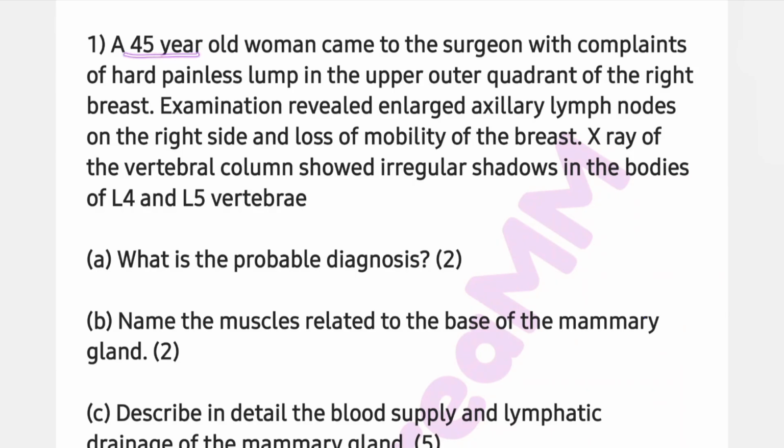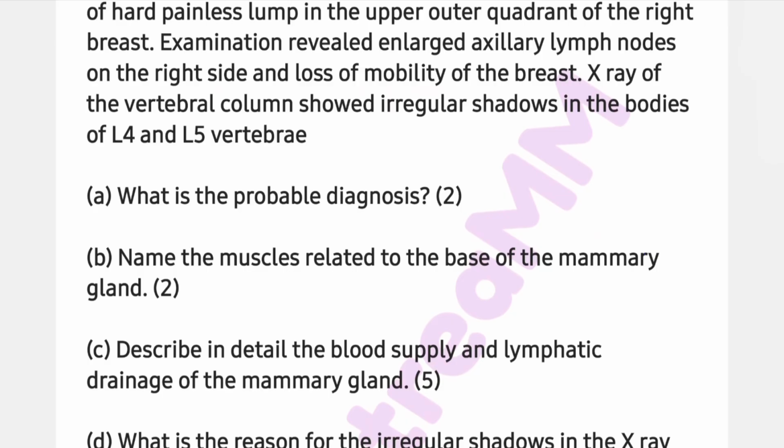A 45-year-old woman came to a surgeon with complaints of a hard painless lump in the upper outer quadrant of the right breast. Examination revealed an enlarged axillary lymph node on the right side and loss of mobility of the breast. X-ray of the vertebral column showed irregular shadows in the bodies of L4, L5 vertebra. What is the probable diagnosis?